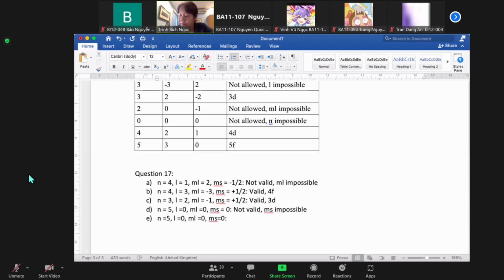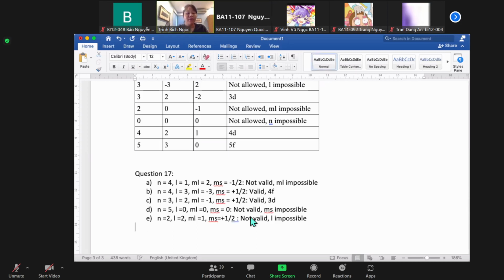Valid or not valid? Oh, sorry, this is E. 2, 1, and... okay. So is this valid or not valid? It is not valid. Why? L is impossible. L must be smaller than N, it cannot be equal to N. Okay.